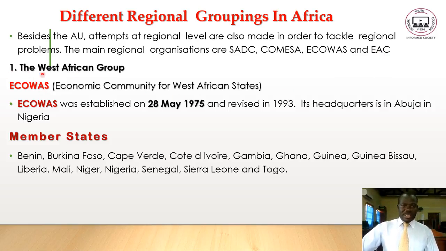Let's start with the West African group, ECOWAS, the Economic Community of West African States. ECOWAS was established on 28th May 1975 and revised in 1993. Its headquarters is in Abuja, Nigeria. The member states include Benin, Burkina Faso, Cape Verde, Cote d'Ivoire, Gambia, Ghana, Guinea, Guinea-Bissau, Liberia, Mali, Niger, Nigeria, Senegal, Sierra Leone, and Togo. These are the member states of ECOWAS.